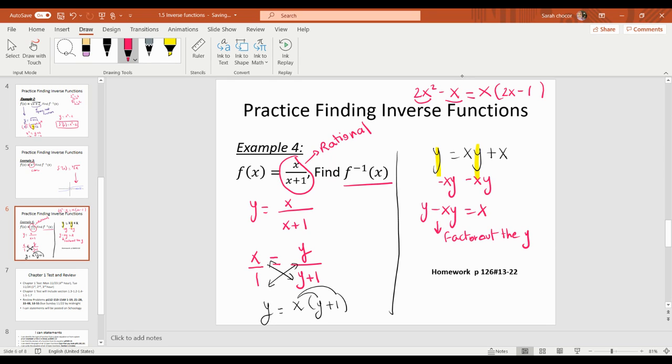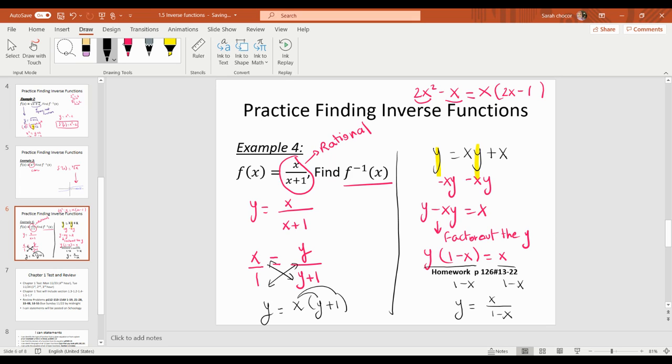So I'm going to do the same thing here. And you can tell that y is the common factor. I'm going to open parentheses. Y divided by y is 1. Negative xy divided by y is negative x, equals x. And also remember, you need to solve for y. So you want to divide by whatever is next to the y. And you're going to get y equals x over 1 minus x.